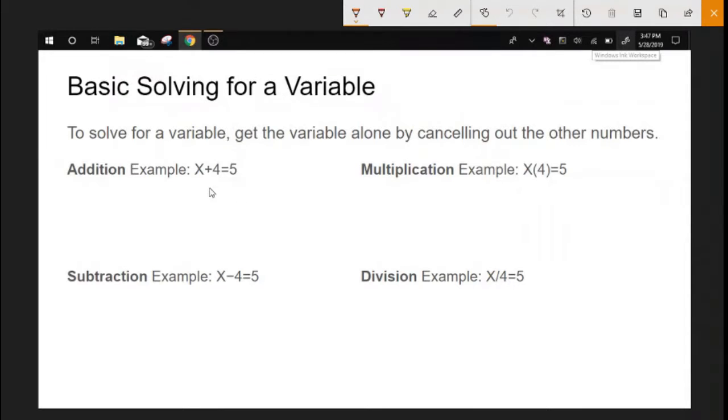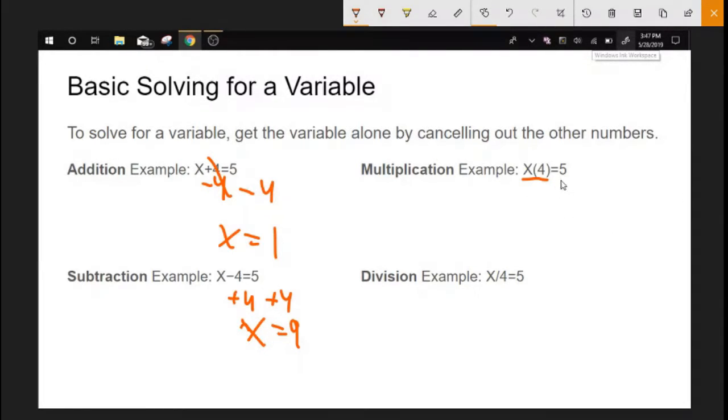Alright, so when a variable is being added by another number, to cancel it out, you have to subtract it. So x plus 4 is canceled out with minus 4, and those 4's cancel out, and you have x is equal to 1. Subtraction is plus 4, and now you have x is equal to 9.